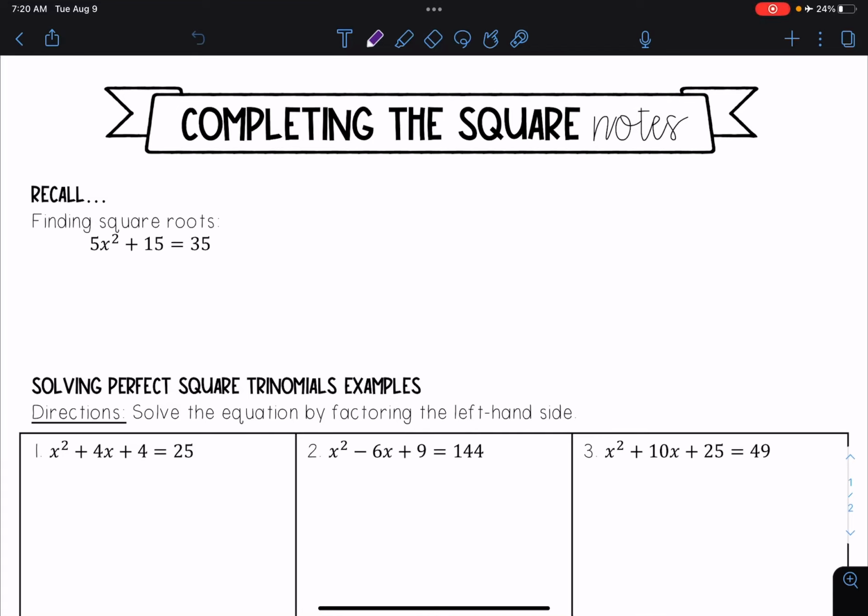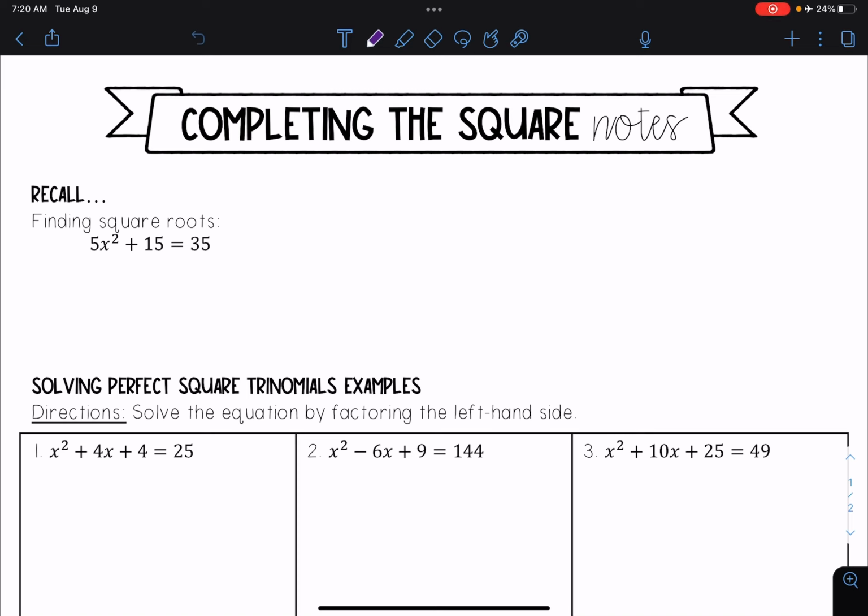Everyone, today we're going to be learning about solving by completing the square. So if you recall, one way that we can solve quadratic equations is by finding square roots. And we can only use this method when we're missing that x term. So for example, for this problem, 5x squared plus 15 equals 35, I'm missing that x term, so I can solve this by finding square roots.